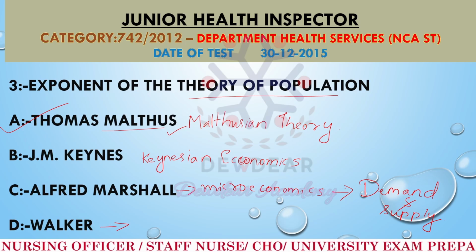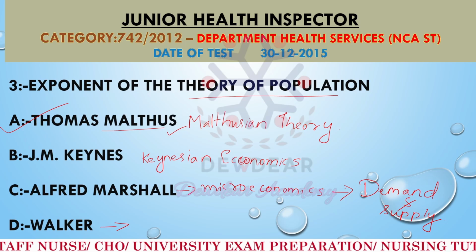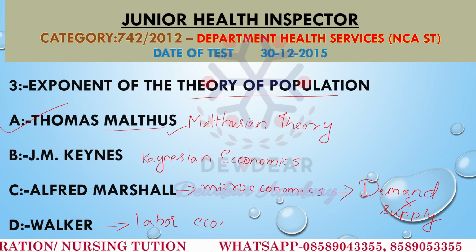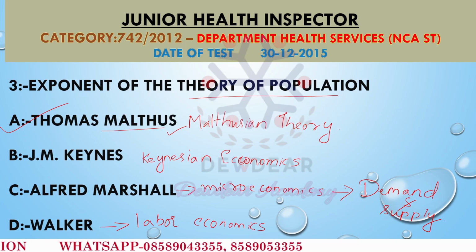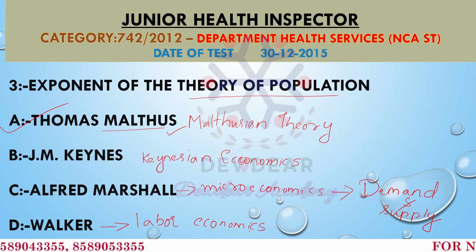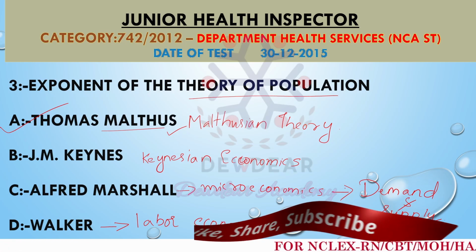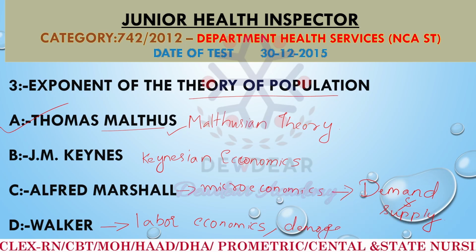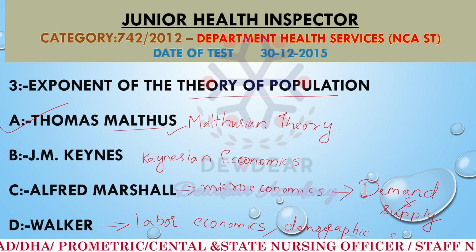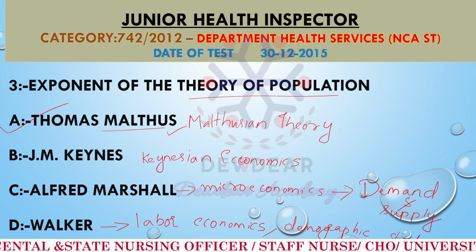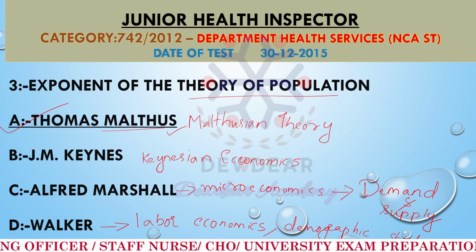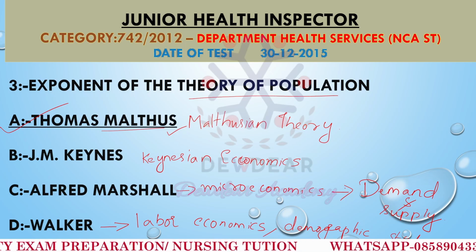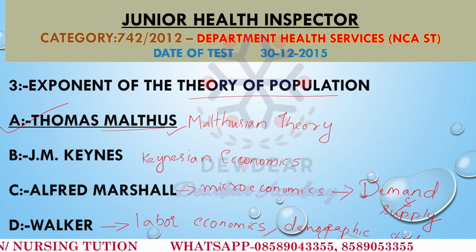Walker was also an economist and statistician, and he contributed to labor economics. He mainly contributed to labor economics and demographic studies, but he does not propose the theory of population. So he is not associated with the theory of population, but he is associated with demographic studies and labor economics. But the theory of population is mainly contributed by Thomas Malthus. So his theory is known as Malthusian theory, and the correct answer is exponent of theory of population, Thomas Malthus.